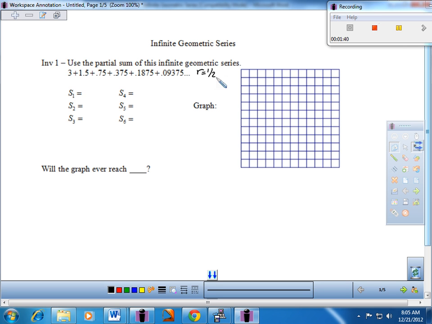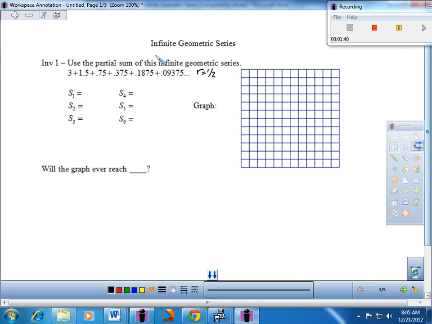Number one, I just saw that it is geometric. Number two, because we're adding the numbers together, it is a series. And number three, because this is going to go on indefinitely, we're going to consider it infinite. So it definitely fits that idea. And what we're going to do is explore the partial sums of this infinite geometric series.